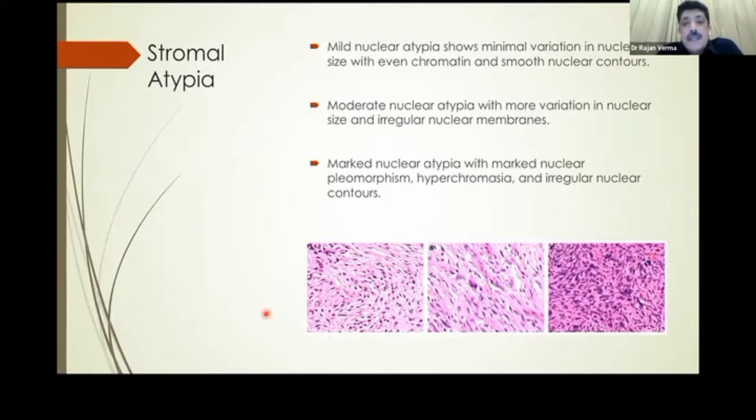Stromal atypia is an important point. So how do we classify mild, moderate, and marked? In mild nuclear atypia, there is minimal variation in nuclear size with even chromatin and smooth nuclear contours of these spindle cells. In moderate, there is more variation in nuclear size and some irregular nuclear membranes. In marked, you have marked nuclear pleomorphism, hyperchromasia, irregular nuclear contours, and of course, prominence of nucleoli.